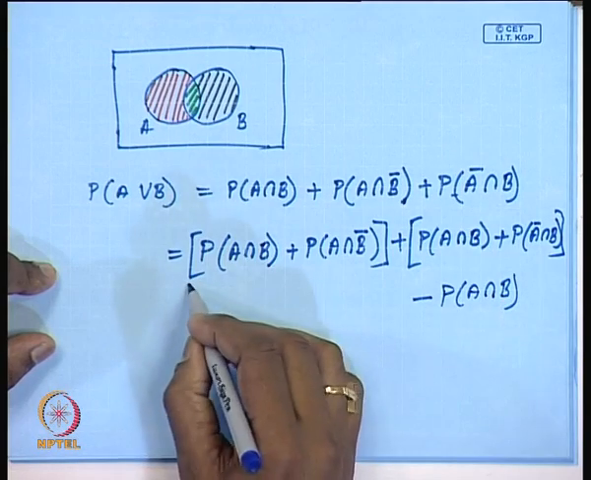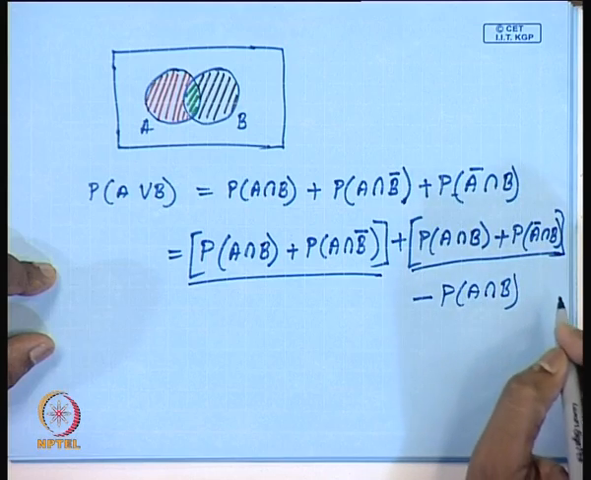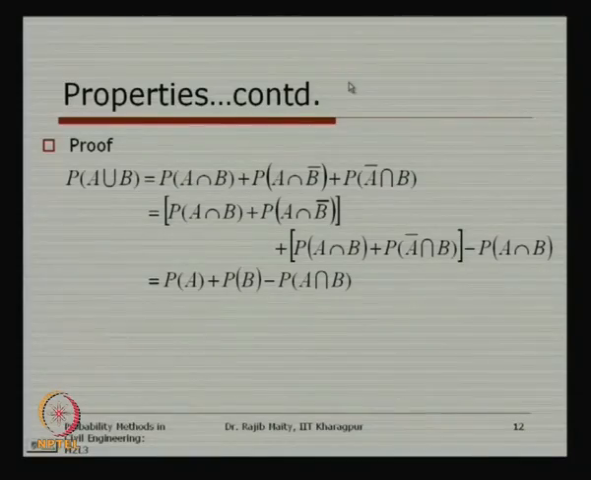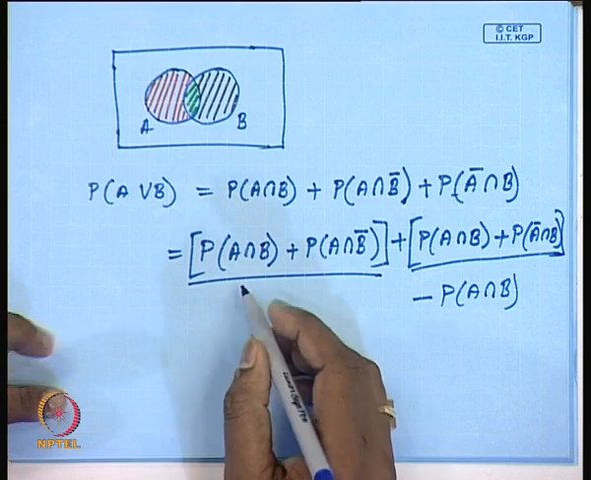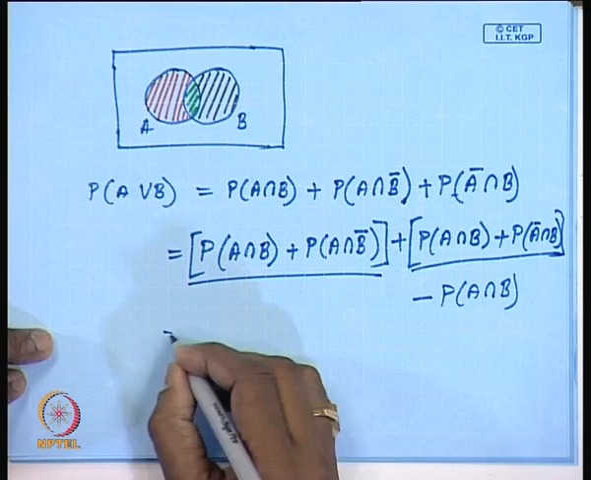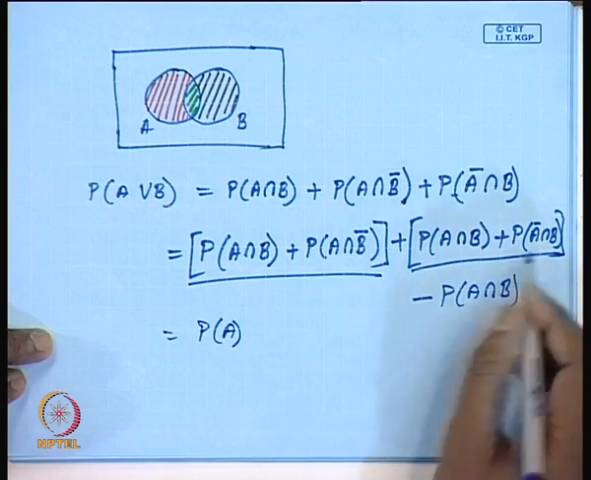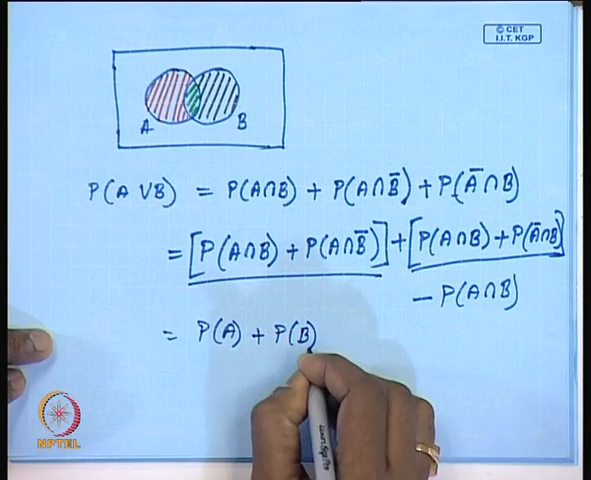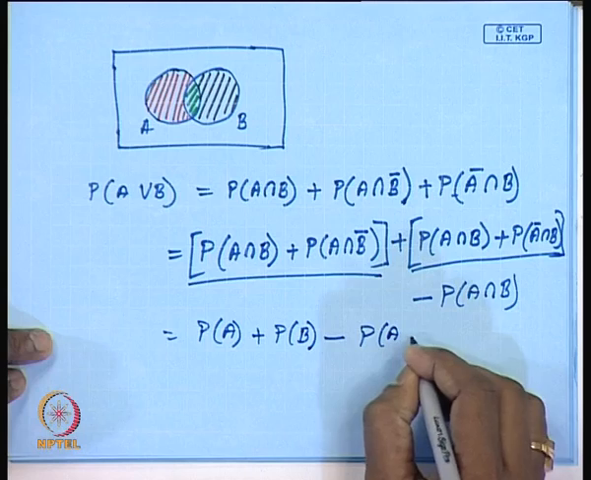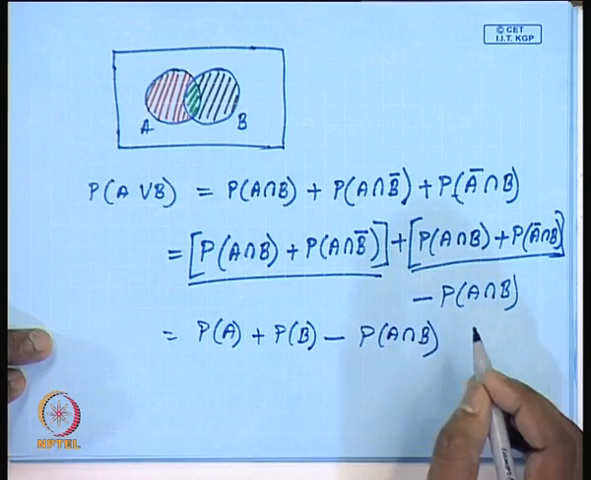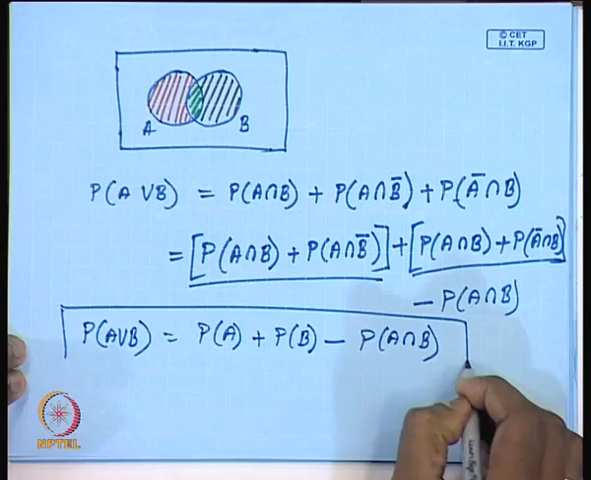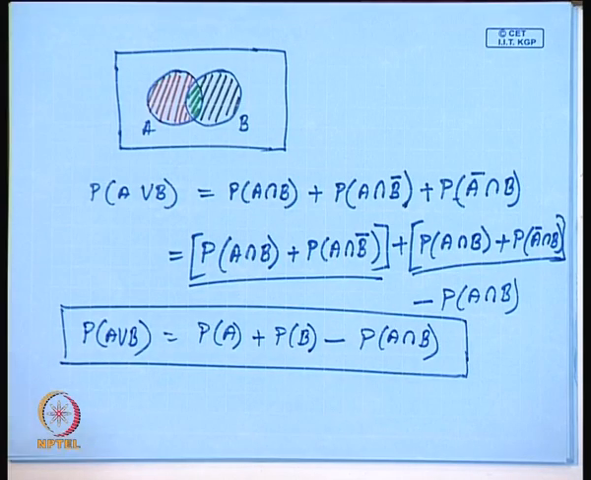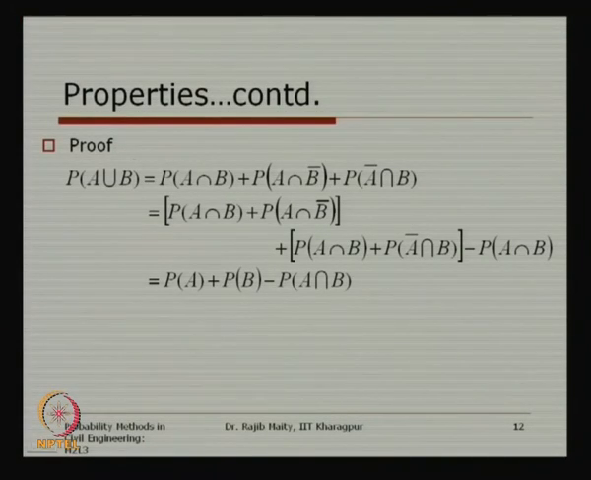intersection B. Now if you match this with our fifth property that we have seen, then what we can do here is write this as probability of A, and similarly this as probability of B, and obviously this minus probability of A intersection B, which is obviously this A union B. So this proof is given here on this slide also.